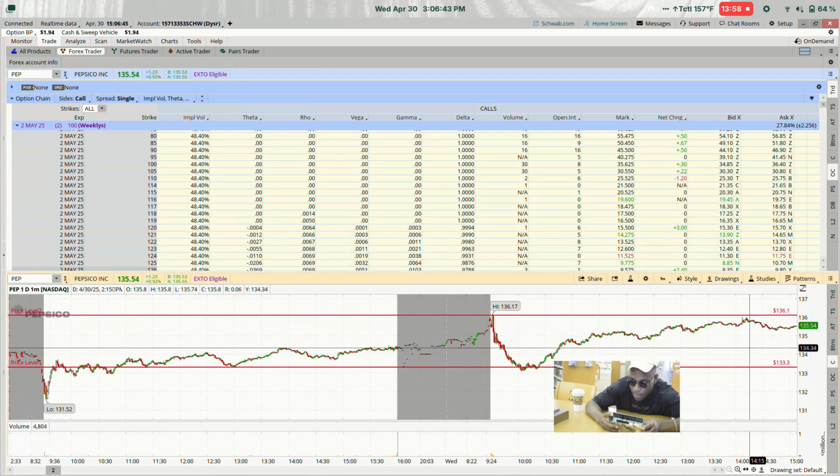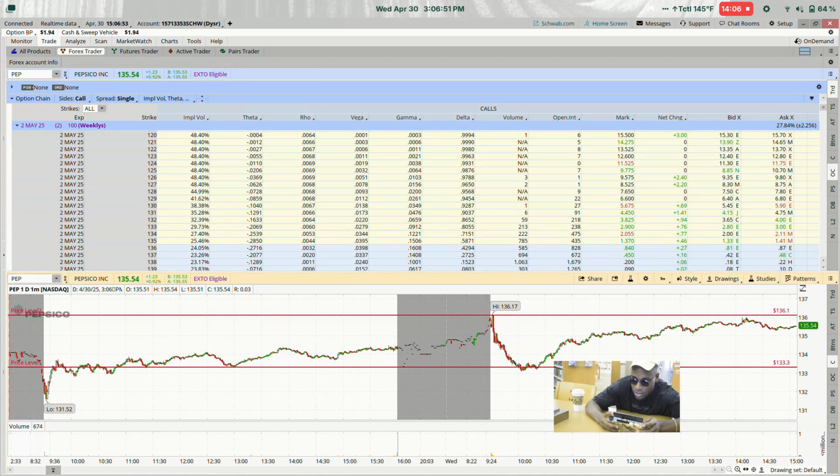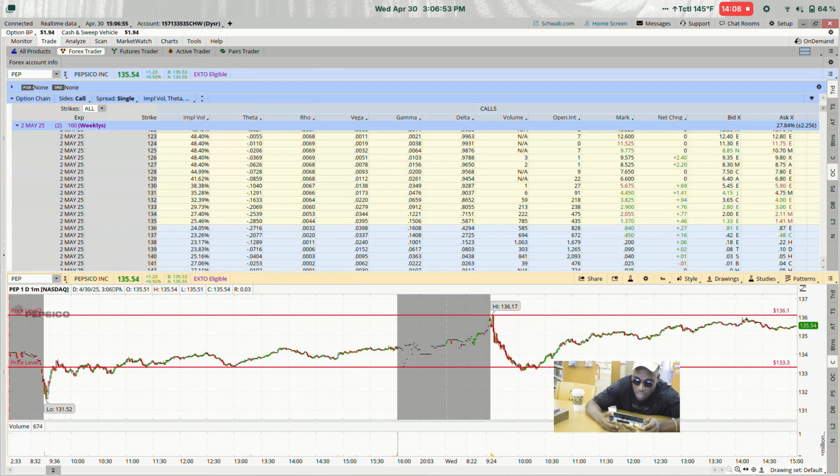Okay, all right. So since I'm on Pepsi, this is basically their options contract, right? From the options contract: Delta, Gamma, Vega, Rho, Theta. Really what I mainly look at.